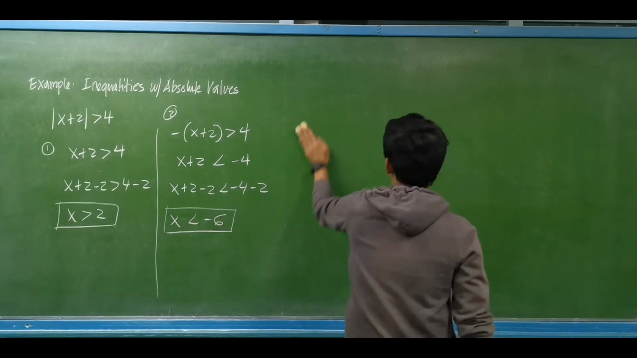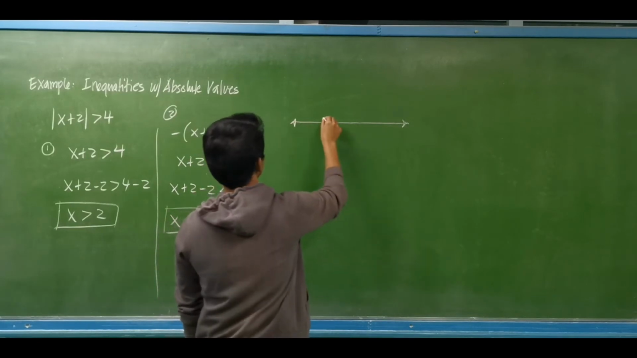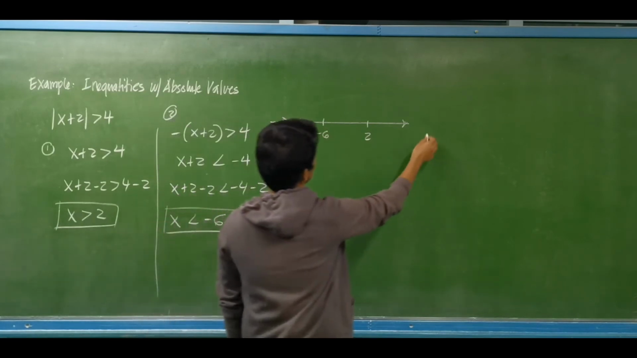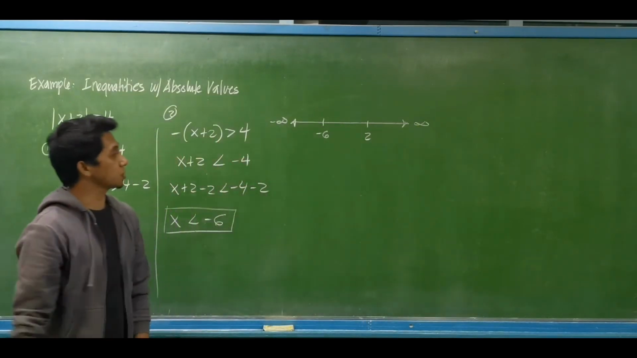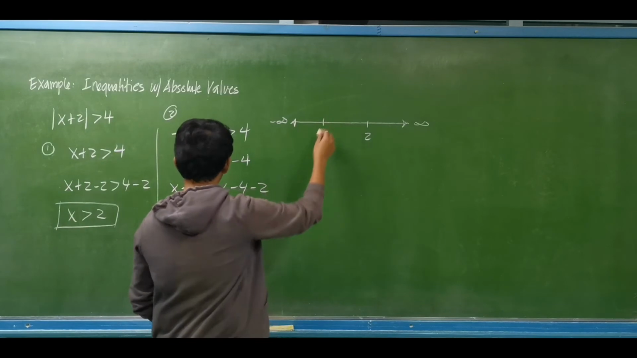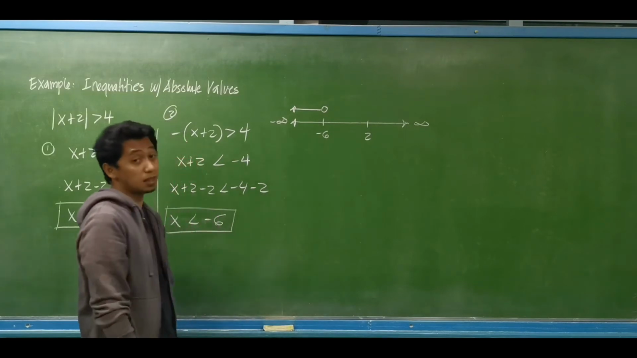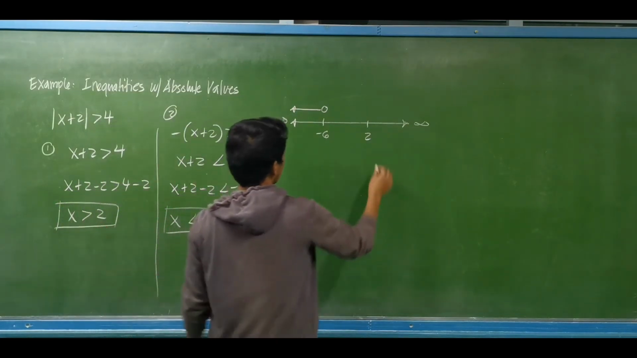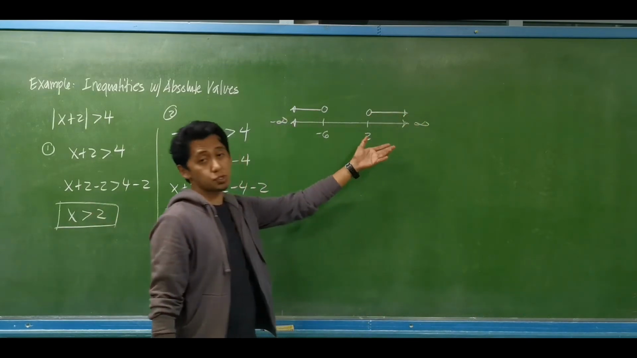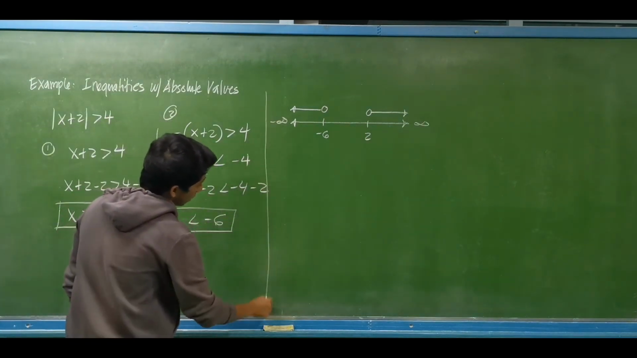On our number line, how do we present the solution set? We have x is less than negative 6. This is towards the negative infinity. And negative 6 is not included, so we are writing an open circle. Then we have x is greater than 2. Greater than, this is towards the positive infinity. And again, we are using open circle since 2 is not included in our solution. So that is by a number line.